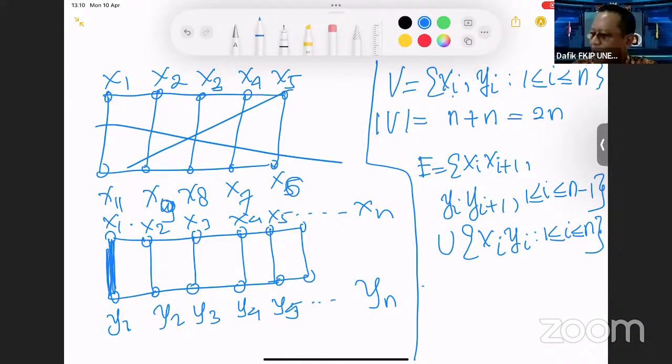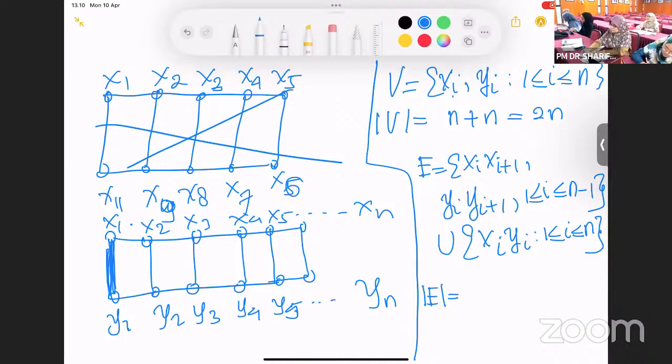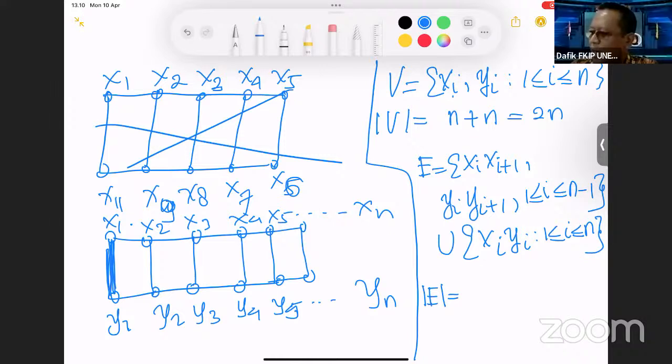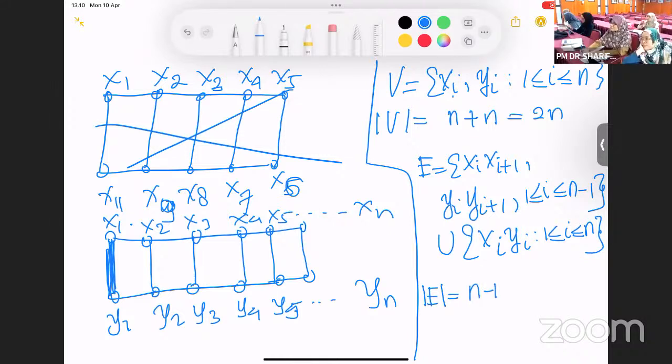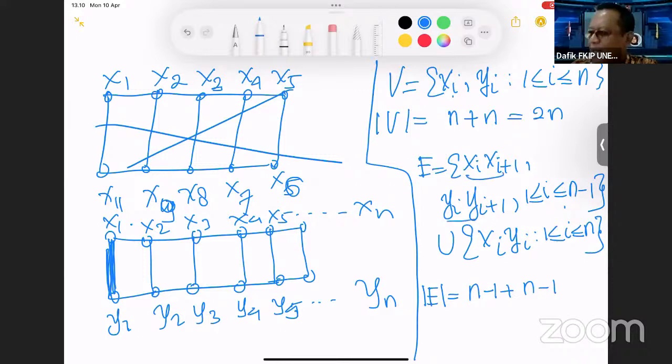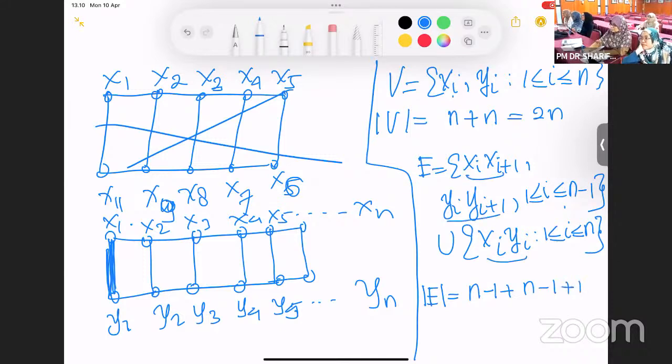Okay, now, what is the cardinality of H? Just this one, n minus 1, plus n minus 1 again, because we have this one and we have this one. And plus what about n, this one? Plus n. So you have 3n minus 2. Understand?